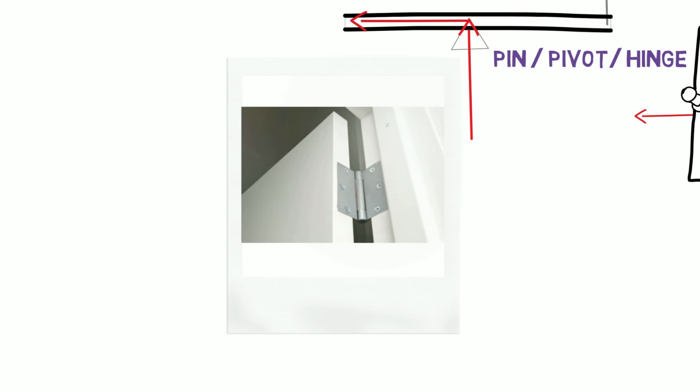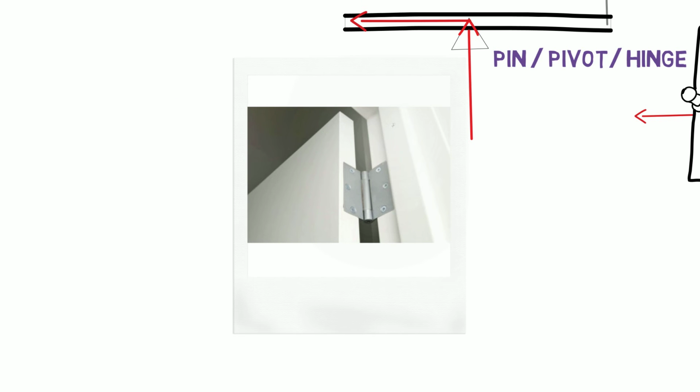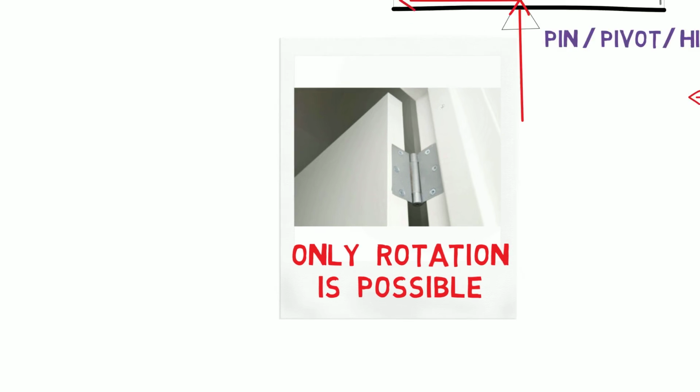A hinge on a door is also a similar type of support. The door would not move in a linear direction no matter how much force you apply, but a simple push at the doorknob region will rotate the door open.